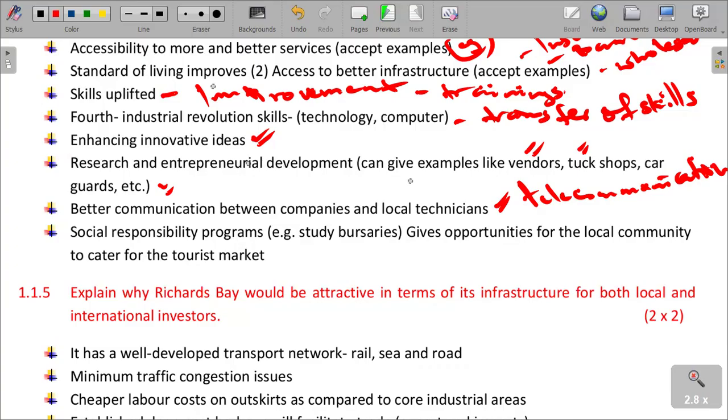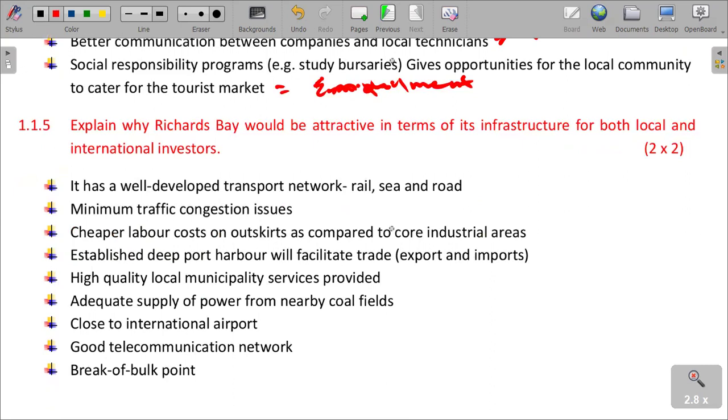Social responsibility, companies, businesses are giving bursaries and then opportunities for local communities to cater for the tourist market, which we can talk about vast many other employment opportunities that would also arise in that regard. So all these are good examples that we can give in that regard, and then explain why Richards Bay would be attractive in terms of its infrastructure for both local and international investors.